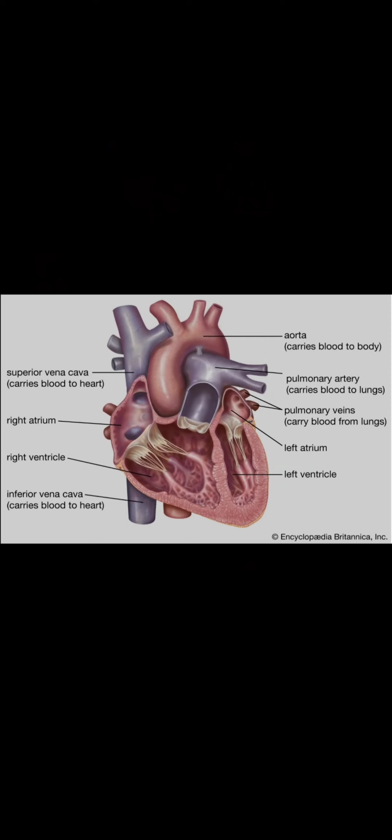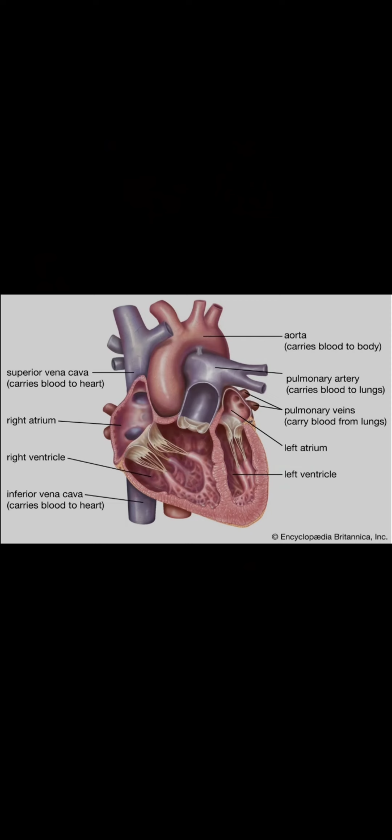Let's see the chambers of our heart. The heart has 4 chambers: right atrium, right ventricle, left atrium, left ventricle. The right side of our heart receives the deoxygenated blood, and the left side of our heart receives the oxygenated blood.